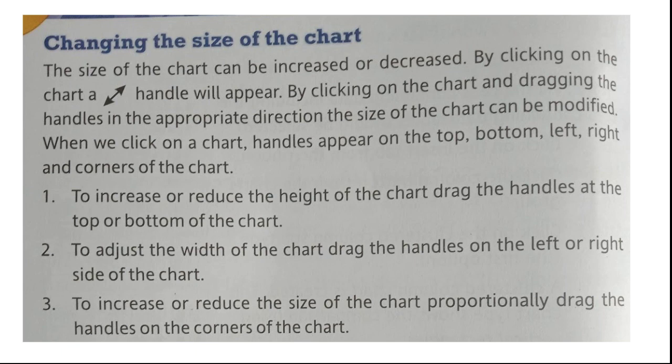The size of the chart can be increased or decreased by clicking on the chart. A handle would be there in the corners. There are 4 corners for every chart. If you keep your mouse pointer there, you will find this kind of handle appear. By clicking on the chart and dragging the handles in the appropriate direction, the size of the chart can be increased or decreased. When we click on a chart, handles appear on the top, bottom, left, right and corners of the chart.